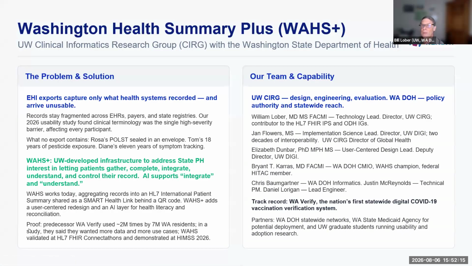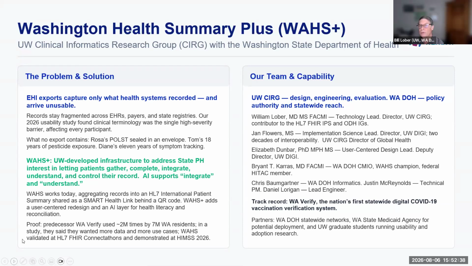I want to tell you about 3 personas that guide us. Rosa's POLST form is sealed in an envelope on her refrigerator. She arrives at an emergency department unconscious, and no one knows that she and her physician have documented her treatment preferences. Tom worked 18 years in agriculture in Eastern Washington. His new provider has his past labs, but nothing about his chemical exposures.